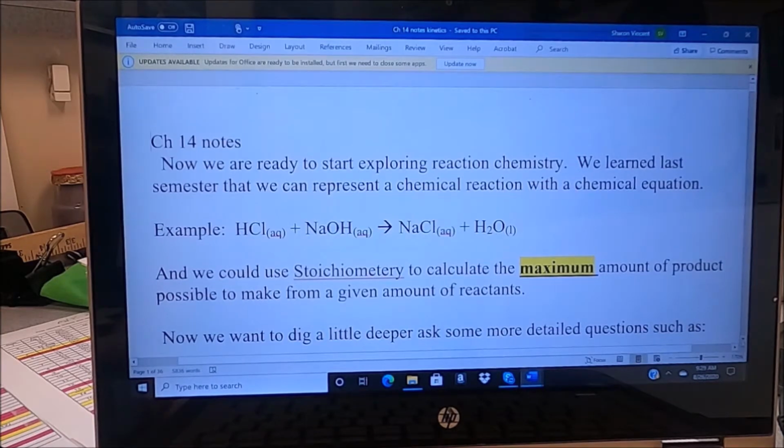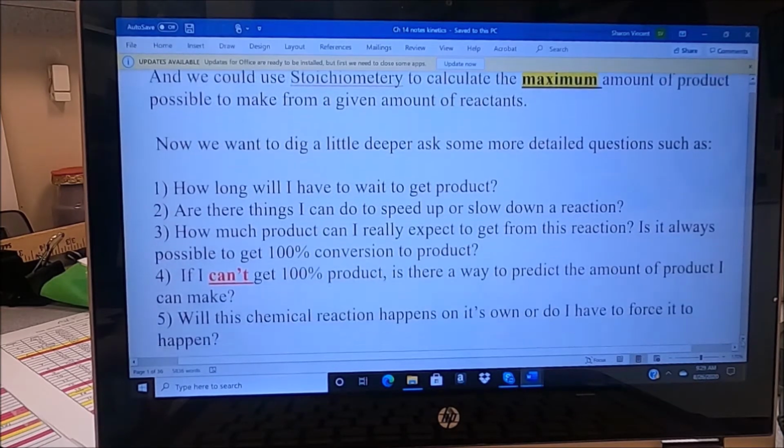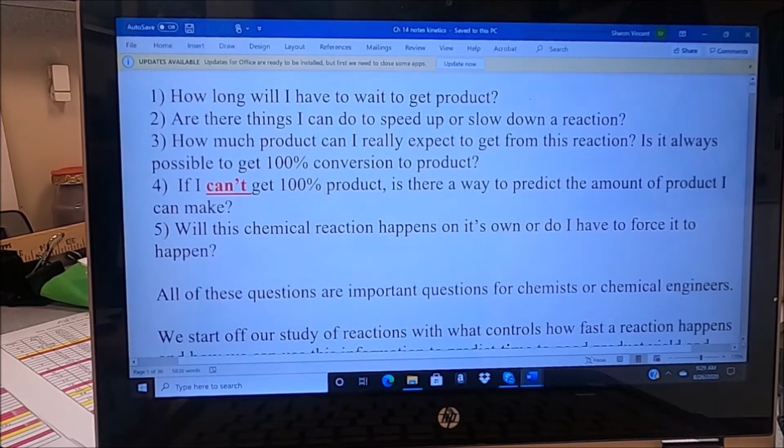But we're going to dig a little deeper. We're going to ask questions like, how long do I have to wait to get product? Is it a fast reaction? Is it a slow reaction? Can I speed that reaction up? Can I slow that reaction down? How much product can I really expect to get for this reaction? Is it possible to get 100% conversion to product? If it's not possible, how much can I get?